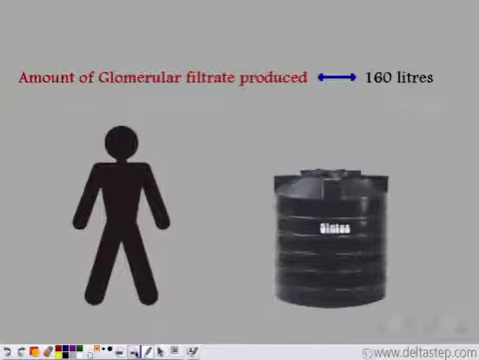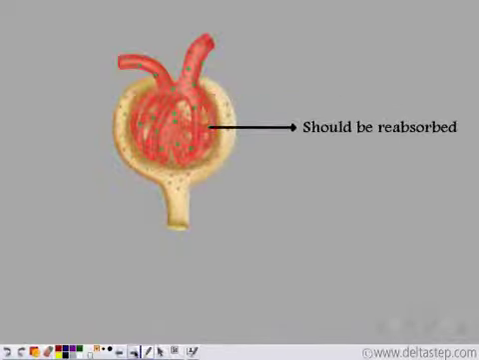Well, but the amount of urine generated in the body is only about 1.2 liters. So why is there such a drastic difference in the two amounts? Well, it is only possible if a greater amount of glomerular filtrate is getting reabsorbed.